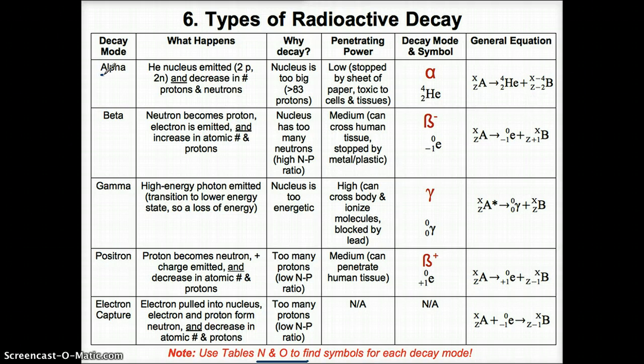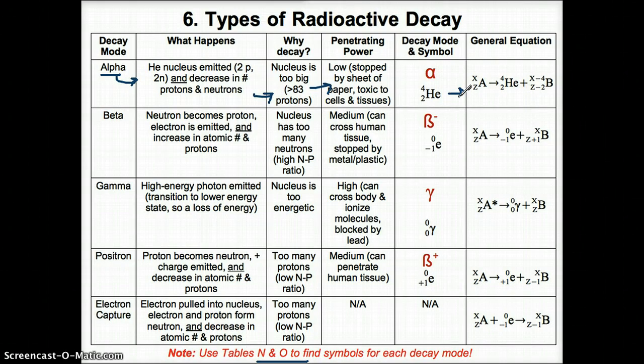Now, when alpha decay occurs, first of all, a helium nucleus is emitted with 2 protons and 2 neutrons, along with a decrease in the number of protons and neutrons. And alpha decay will generally occur because the nucleus is too large, specifically because the nucleus has more than 83 protons. And alpha particles, because they're quite heavy, actually have quite low penetrating power. They tend to be stopped by a sheet of paper, but they still are kind of toxic to cells and tissues. The decay symbol for alpha is the Greek letter alpha, and the symbol is like this, where you have mass number 4 on top left, atomic number 2, or charge of 2, on bottom left, and symbol He to indicate a helium nucleus.